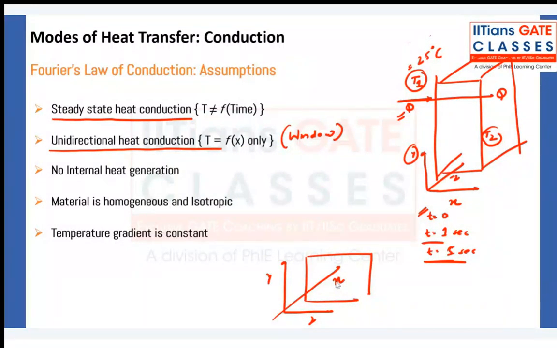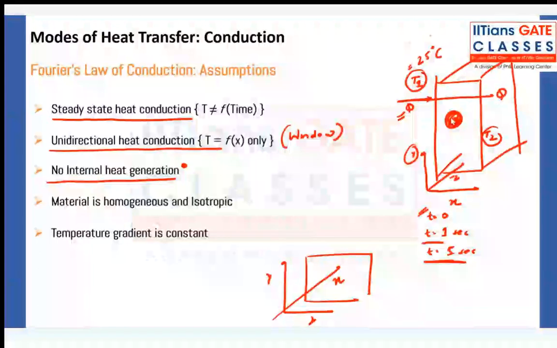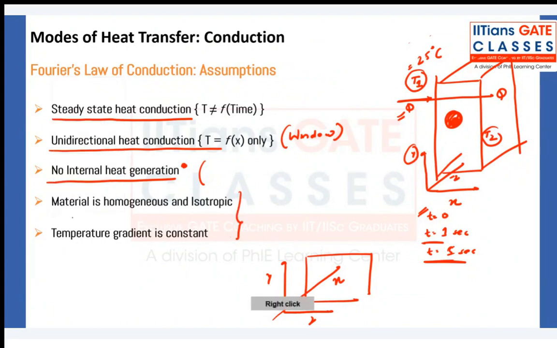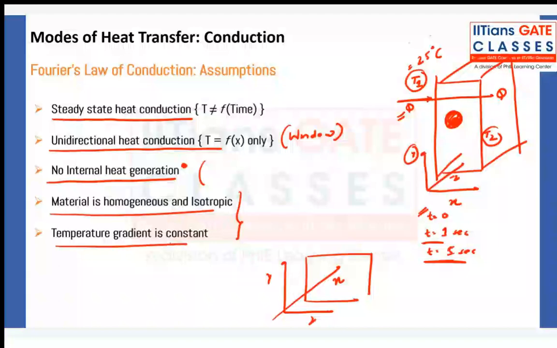Then there is no heat generation inside the body. Inside the body there is no heat generation source. What is an example where heat generation can take place? For example, a nuclear rod, which we are going to address separately when we come to that. Then some very basic assumptions: the material is homogeneous and isotropic, and the temperature gradient is constant.